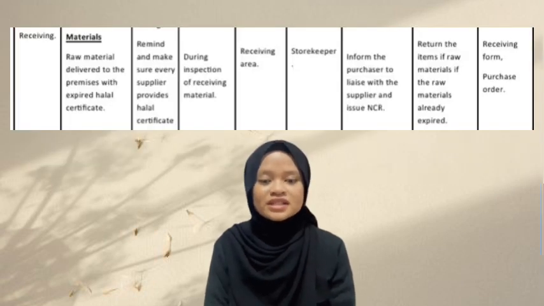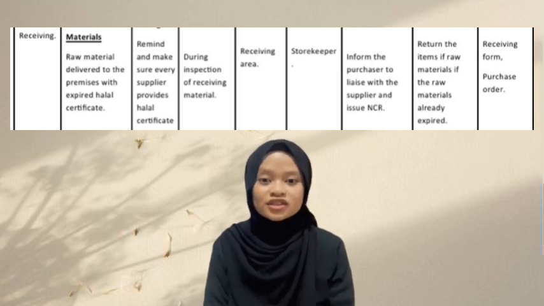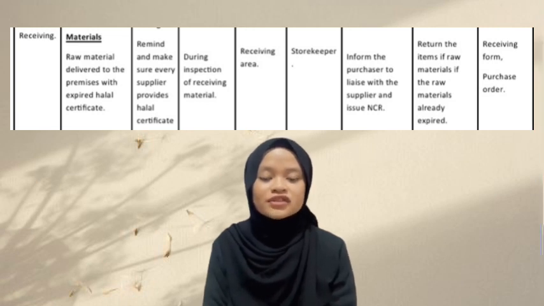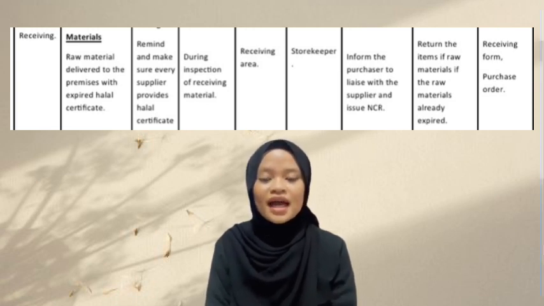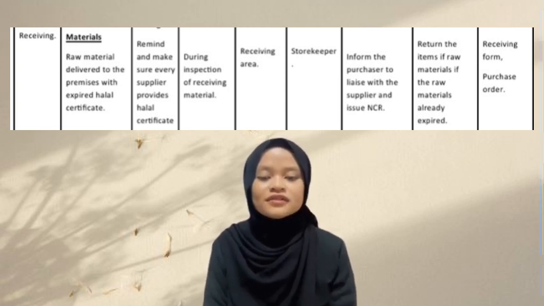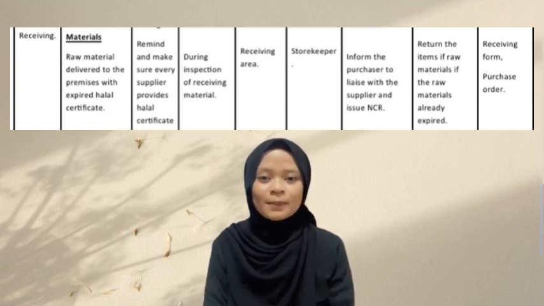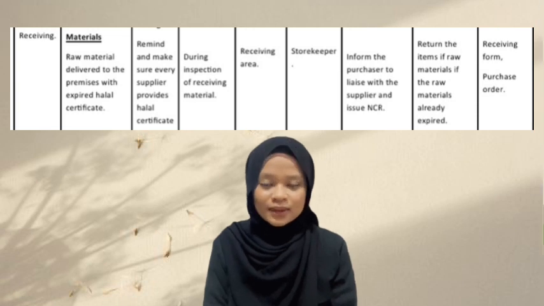We go to material. Raw material delivered to the premise with expired halal certificate. How? Remind and make sure every supplier provide halal certificate. When? During inspection of receiving material. Where? At the receiving area. And who? The storekeeper. The corrective action is inform the purchaser to liaise with the supplier and issue NCR. The verification is return the item if raw material already expired.